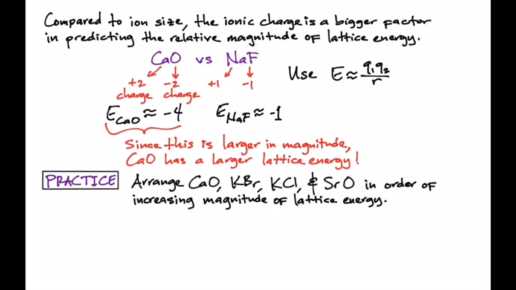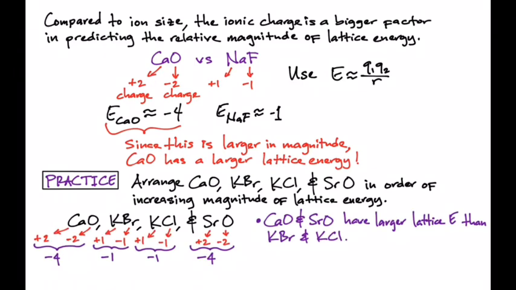Alright, so let's look at a few examples here. Arrange the following ionic compounds in order of increasing magnitude of lattice energy. So we have calcium oxide, potassium bromide, potassium chloride, and strontium oxide. The first thing that you should do here is to determine the ionic charges, because Q1 times Q2 has a larger effect on lattice energy. And then multiply Q1 and Q2 for every single ionic compound, and you get these values shown here.